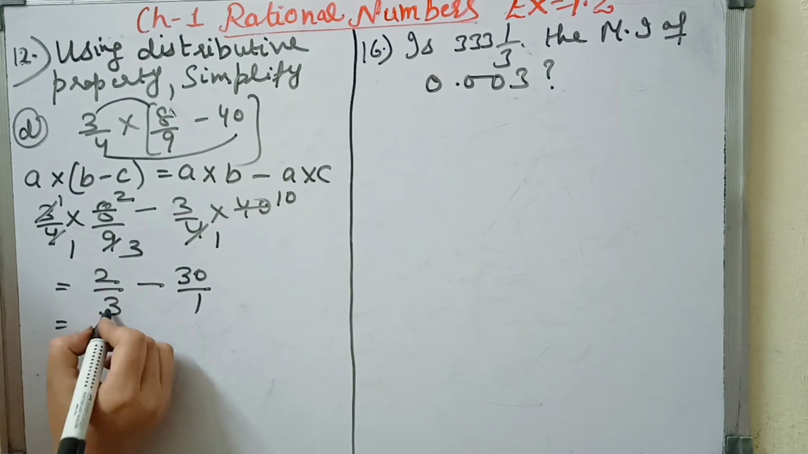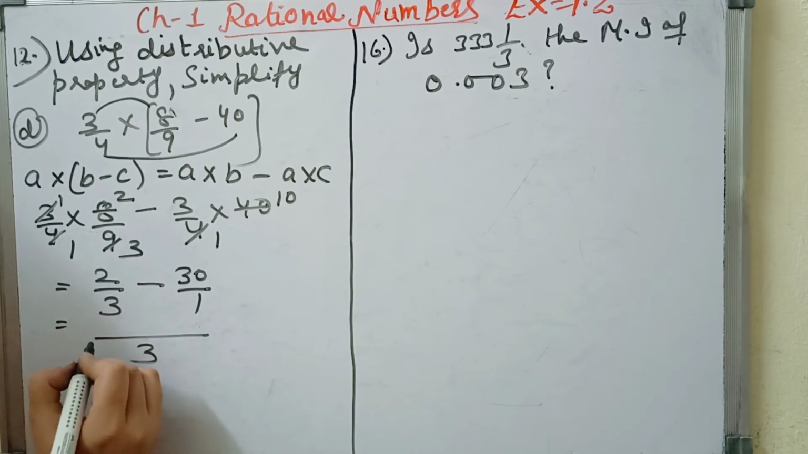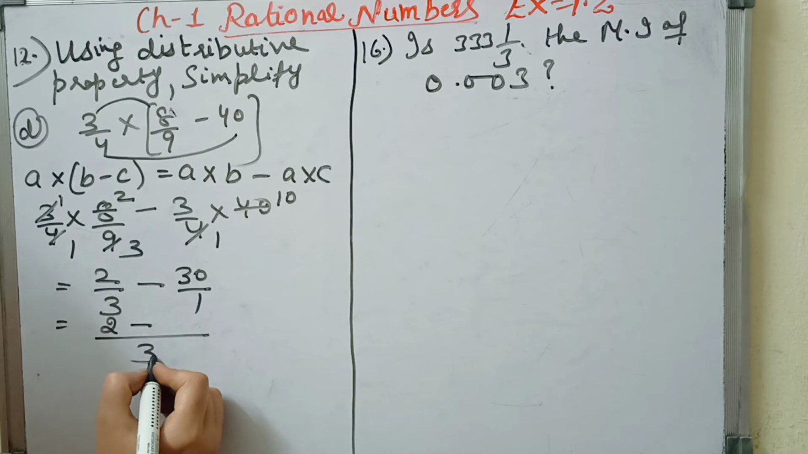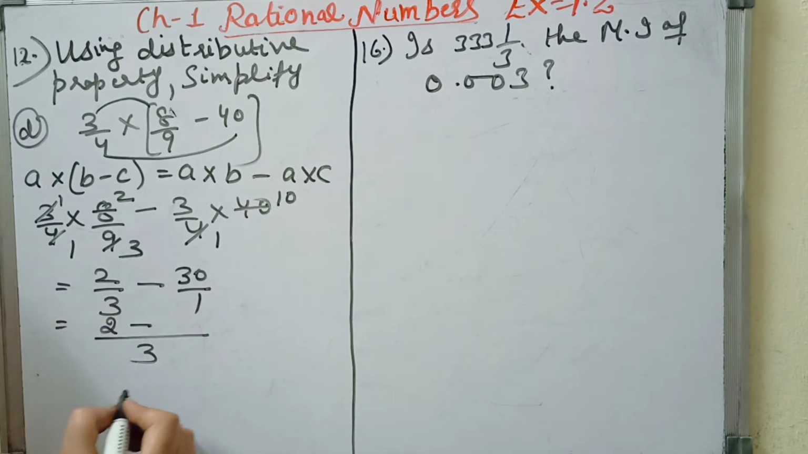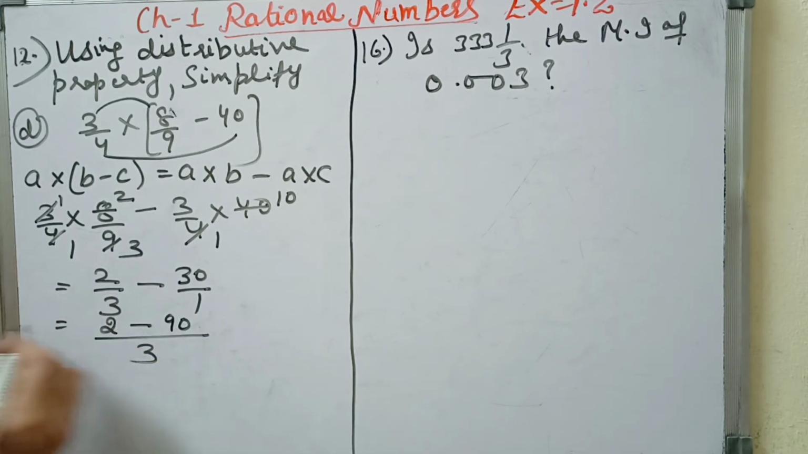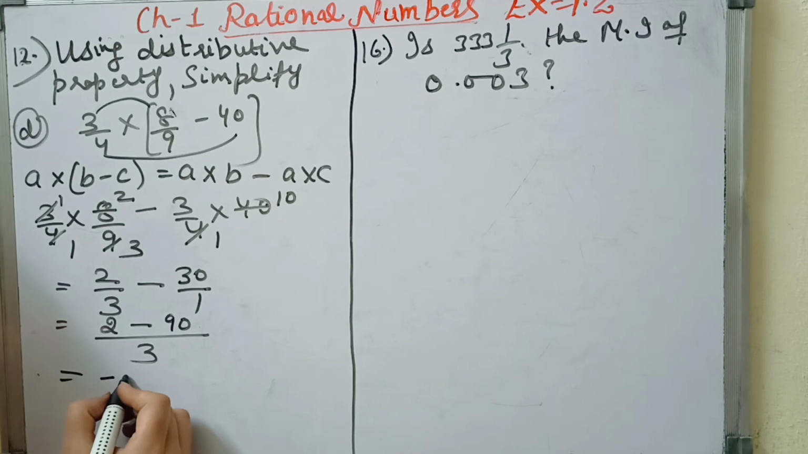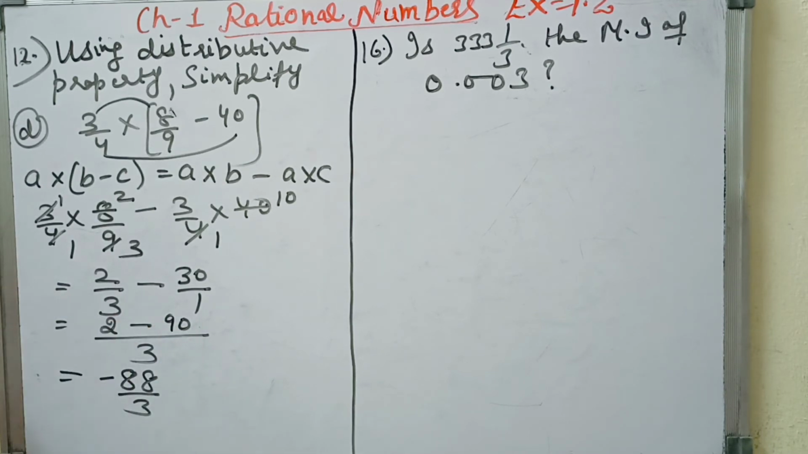Now again take the LCM of 3 and 1. This is 3. Here in the numerator I will get 2, and 1 into 3 is 3, multiplied by 30, it is 90. Now 90 minus 2. Plus minus is minus, and 90 minus 2 you will get minus 88 over 3. Sign we have to put of the greatest term. So this is your answer.